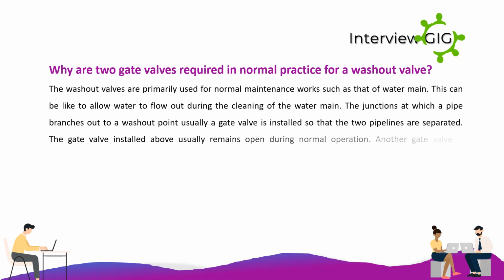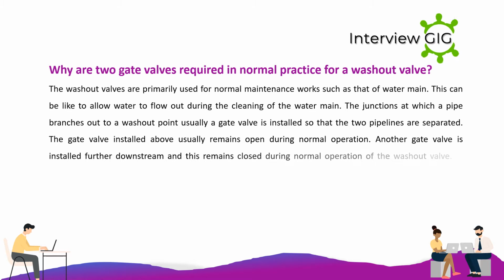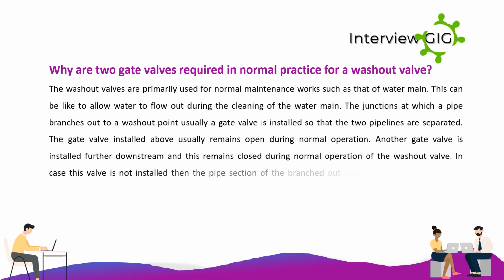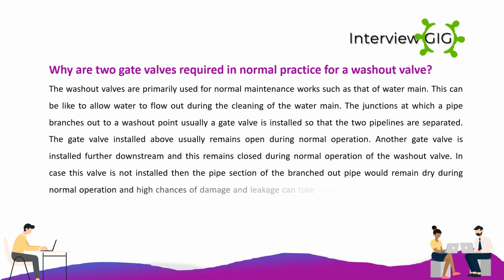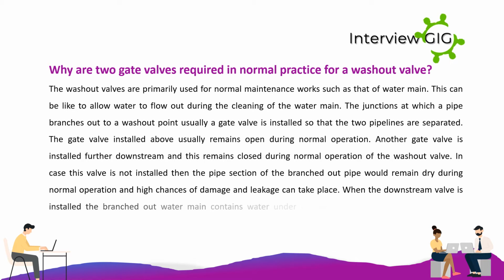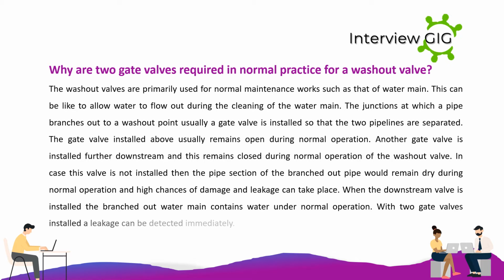The gate valve installed above usually remains open during normal operation. Another gate valve is installed further downstream, and this remains closed during normal operation of the washout valve. If this valve is not installed, then the pipe section of the branched-out pipe would remain dry during normal operation, and there are high chances of damage and leakage. When the downstream valve is installed, the branched-out water main contains water under normal operation. With two gate valves installed, a leakage can be detected immediately.